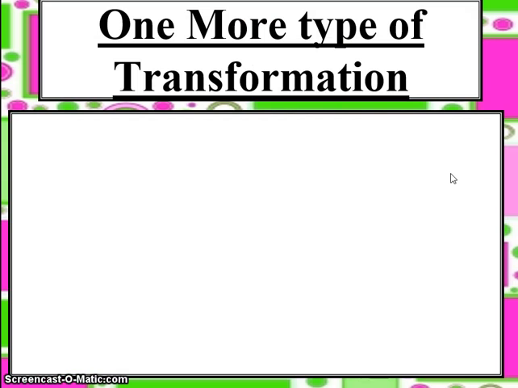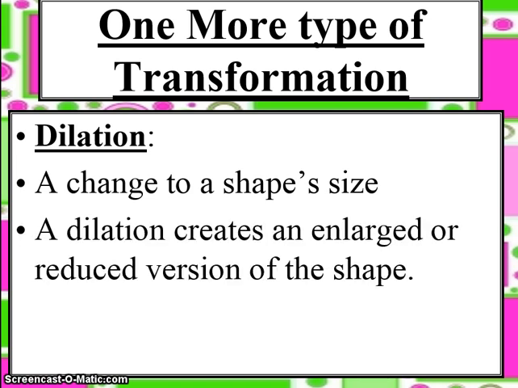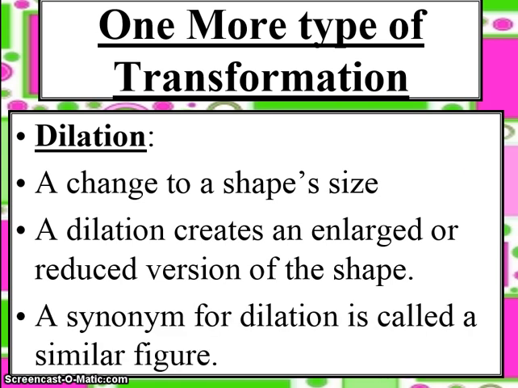We are going to learn about one more type of transformation today, and that is a dilation. A dilation is a change to a shape's size. A dilation creates an enlarged or reduced version of the shape, and a synonym for a dilation is a similar figure.